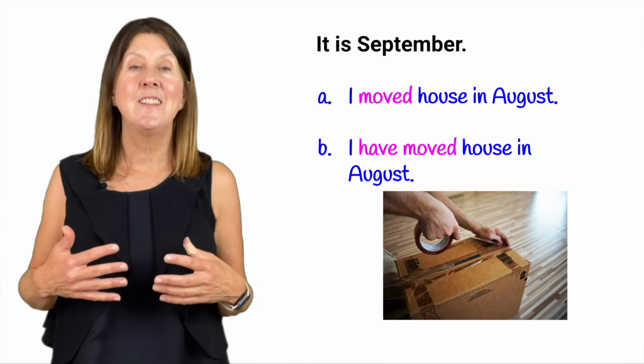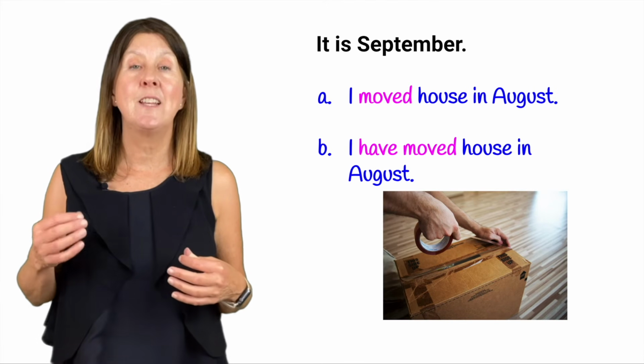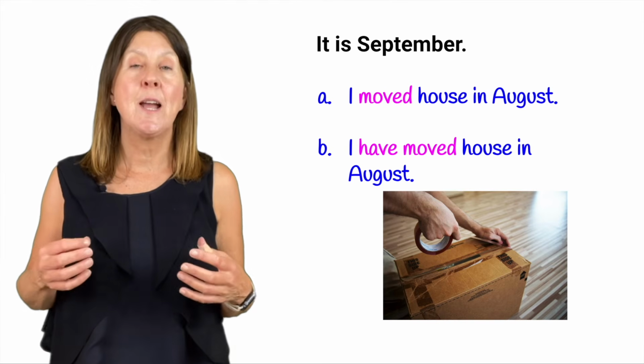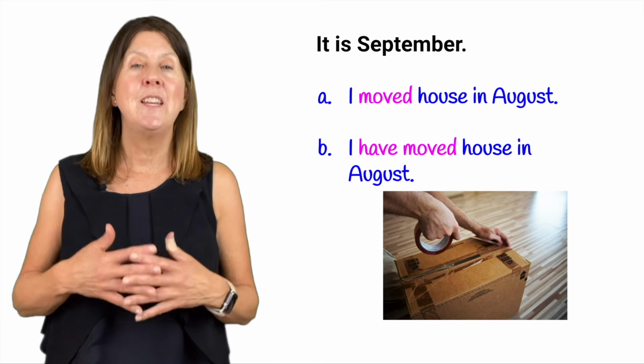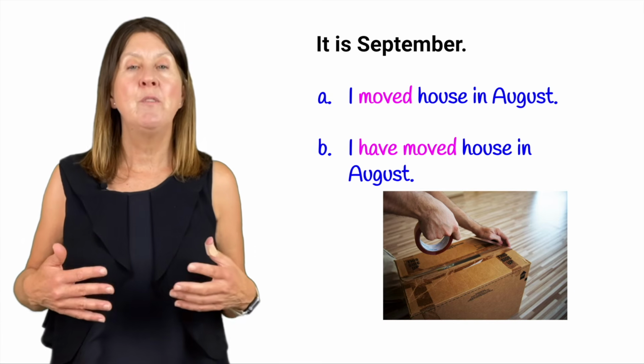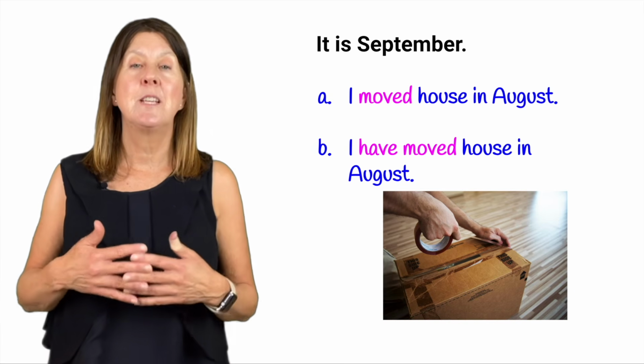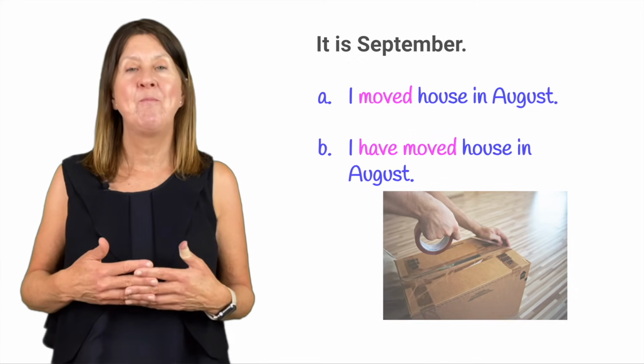A, the first sentence is correct. I moved house in August. This is finished time. August is over. It's now September and a finished action. The move has finished in the past, so we use the past simple.